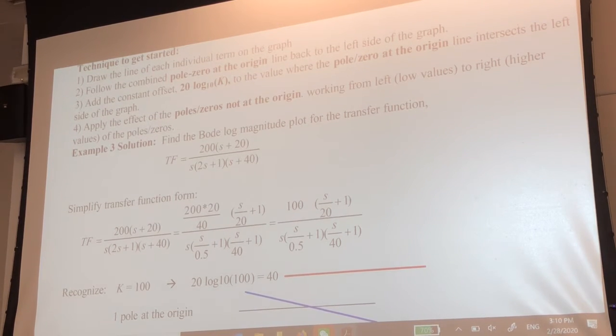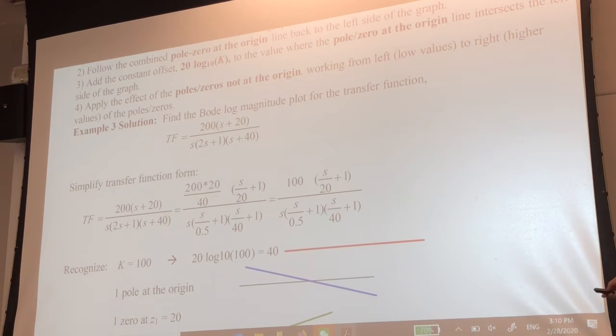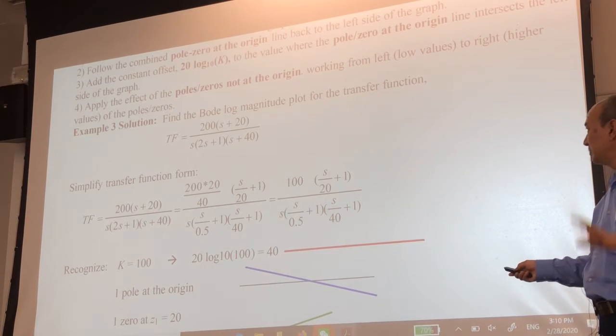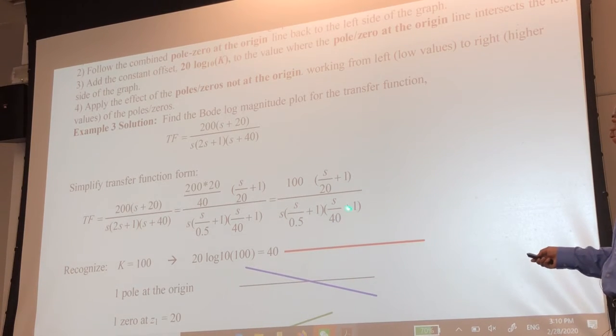So the first term, we know this corresponds to a pole at the origin. So it passes through the 0 dB line where omega is 1, okay? Omega is 1 and 0 dB line. So that's for this one. So how many terms? 1, 2, 3, 4, 5. We have 5 components, okay?